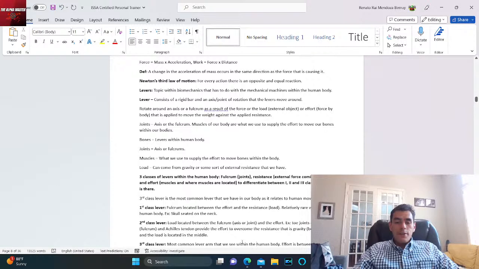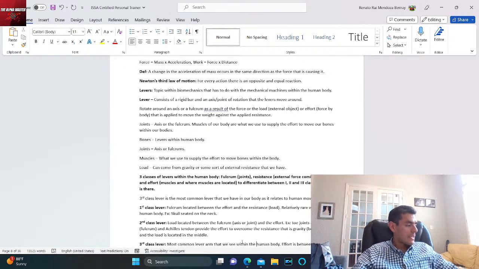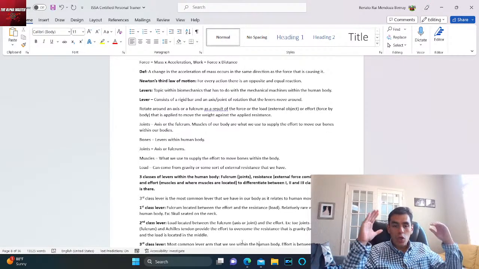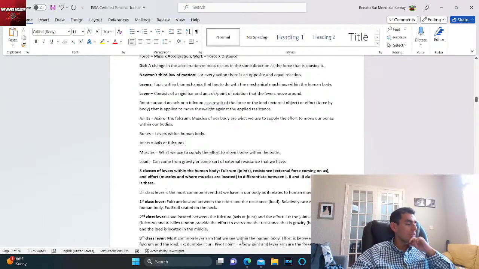And finally, the third class lever is the most common lever that we have in our body as it relates to human movement. It's the most common lever arm that we see within the human body, where the effort is located between the fulcrum and the load.